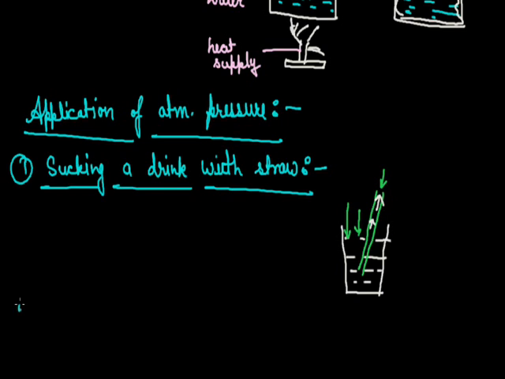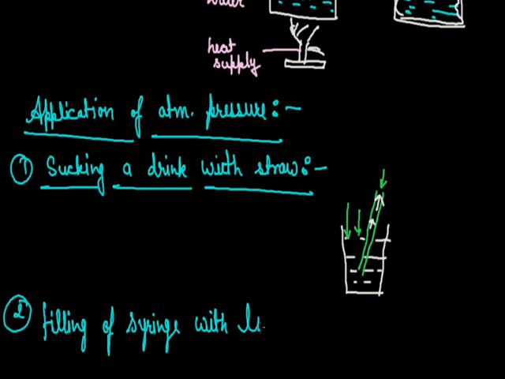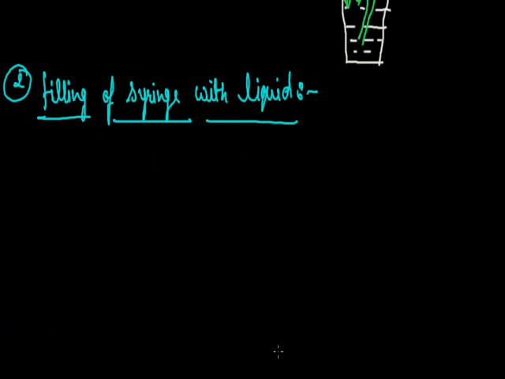Next is filling a syringe with liquid. When the syringe is capped with its opening just inside the liquid and the plunger is pulled up in the barrel, the pressure inside the barrel below the plunger becomes much less than the atmospheric pressure acting on the liquid. As a result, the atmospheric pressure forces the liquid to rise up in the syringe.